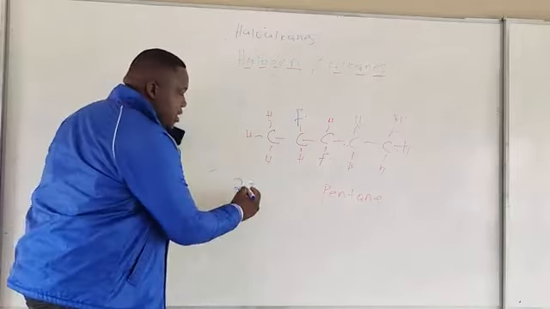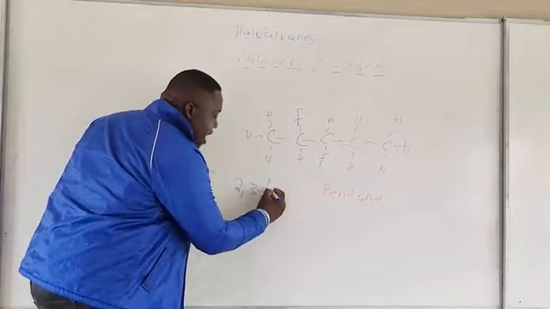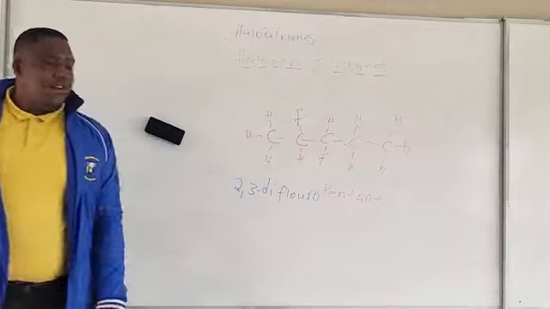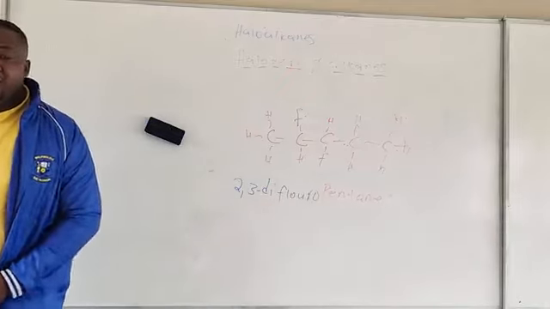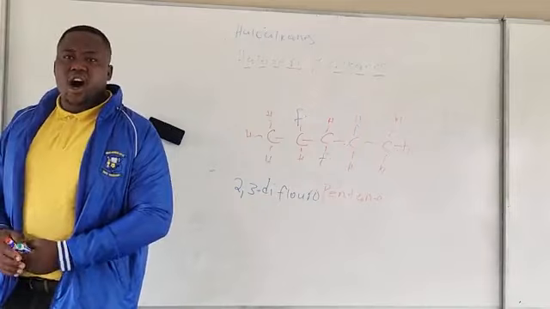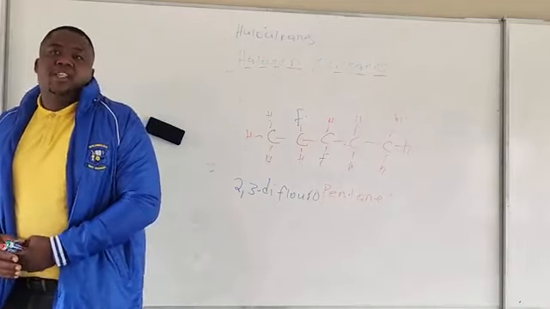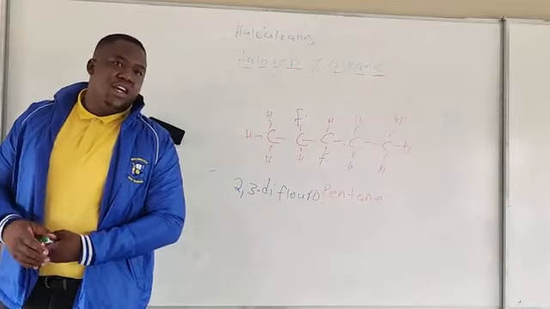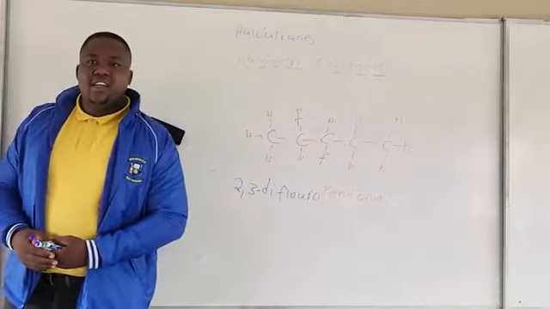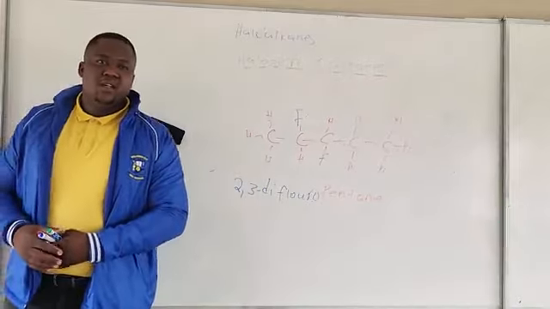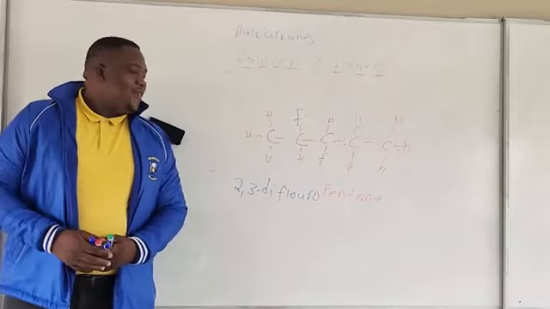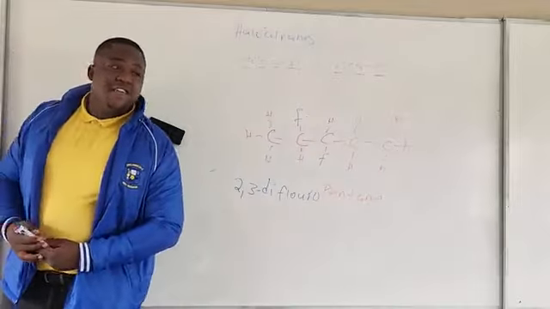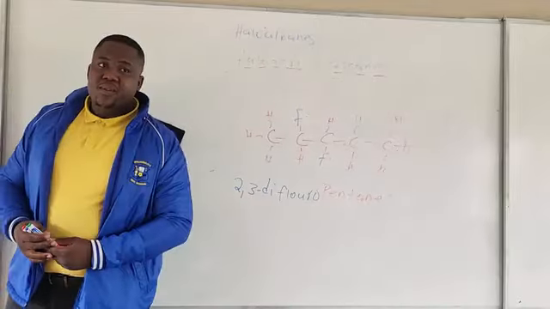How many fluoro do we have? 2, right? It means we're going to call it 2,3 difluoropentane. Because there are 2, we call it di. Di means 2. You learned about it, disaccharide. You remember the disaccharides, when you were learning about sugars, in grade 10? Di means 2. For instance, if there were 3, we're going to call them tri. If there were 4, we're going to call them tetra.